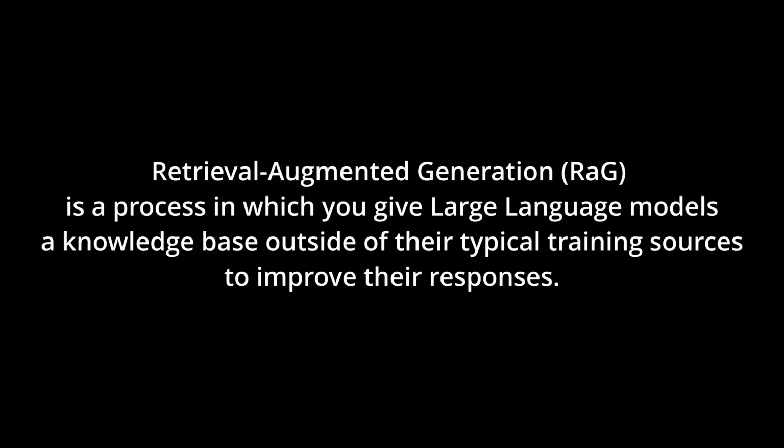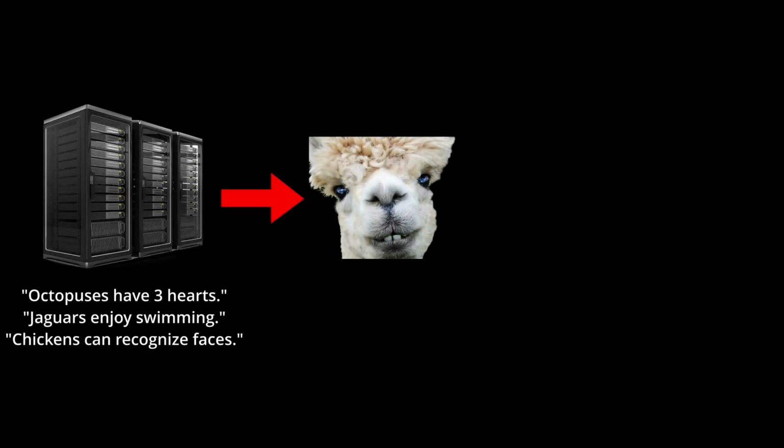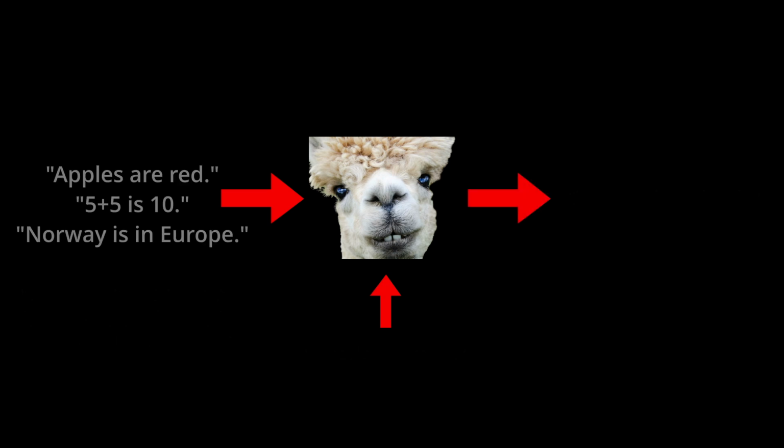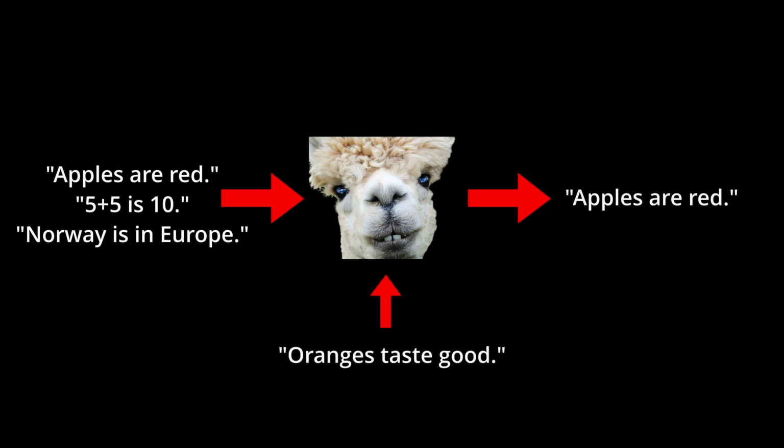The way it works is you connect a large language model to a database, and you give the model a sentence. It looks in the database for similar occurrences. For example, if I were to have these 3 sentences in a database, then give it a sentence like "oranges taste good," it would give me this sentence because apples are similar to oranges as they're both fruits.